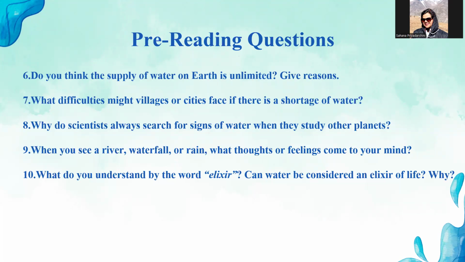So this is the second slide for pre-reading questions. I'll just read it for you. Do you think the supply of water on earth is unlimited? Give reasons. What difficulties might villages or cities face if there is a shortage of water? So you can talk about it for hours, in a full day you can talk about this. See, why do scientists always search for signs of water when they study other planets? So this is what we were just talking about.